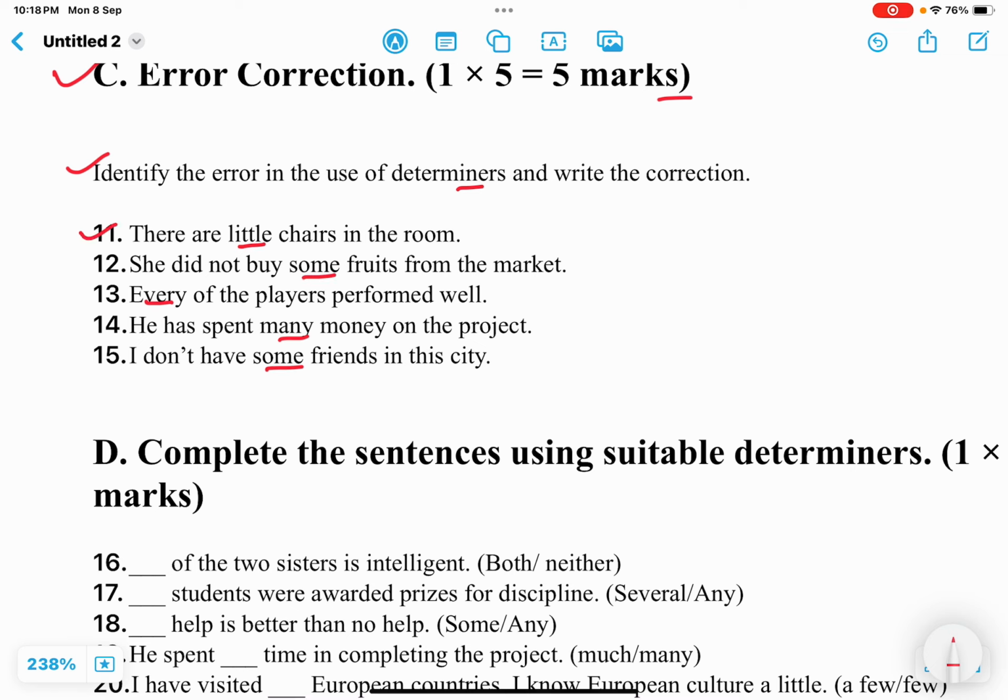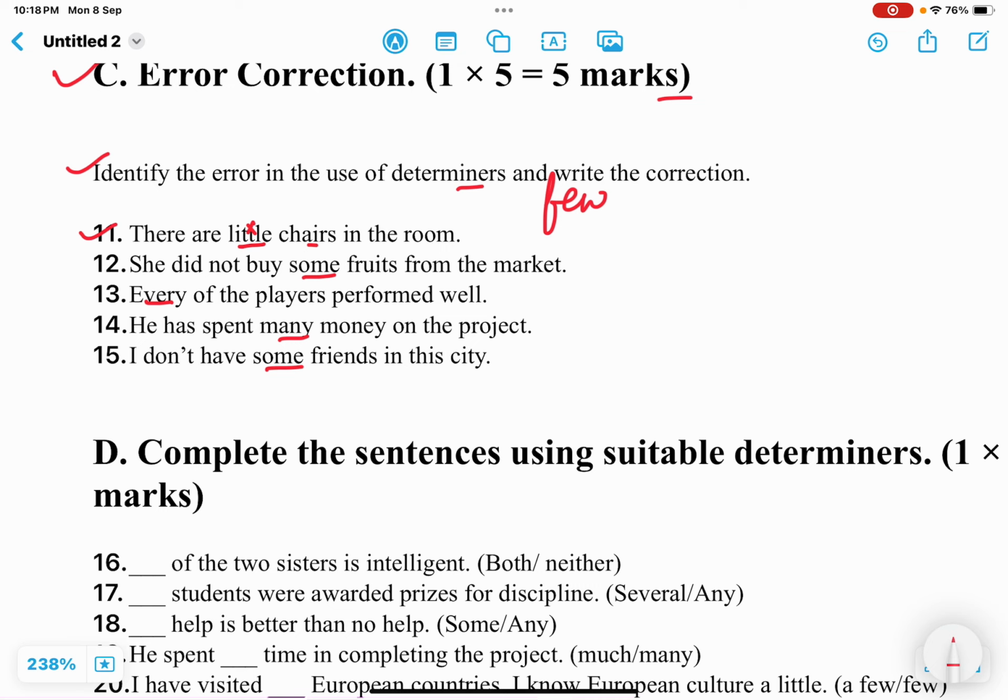First question is, sorry, 11th question: there are little chairs in the room. So chairs is a countable noun. So here little is wrong. What are we to use? Few. So there are few chairs in the room.